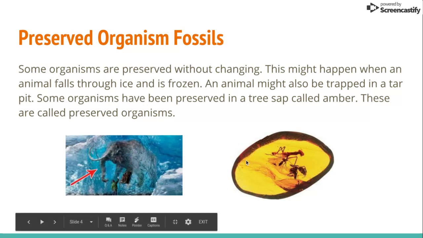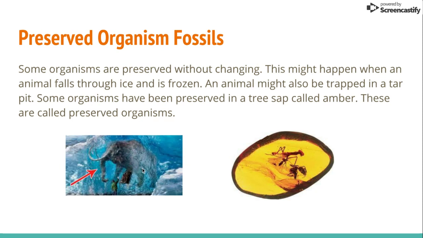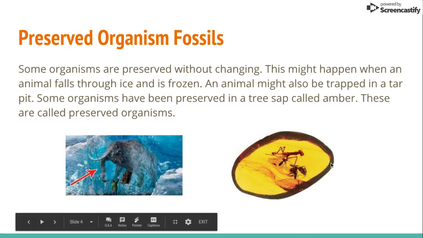So down here you can see this frozen woolly mammoth in ice. This is an example of a preserved organism, and you can see exactly how it looked when it was alive. Its fur is still there, you can see its tusks, everything is still there exactly like when it was alive. And here's an example of some insects stuck in amber.